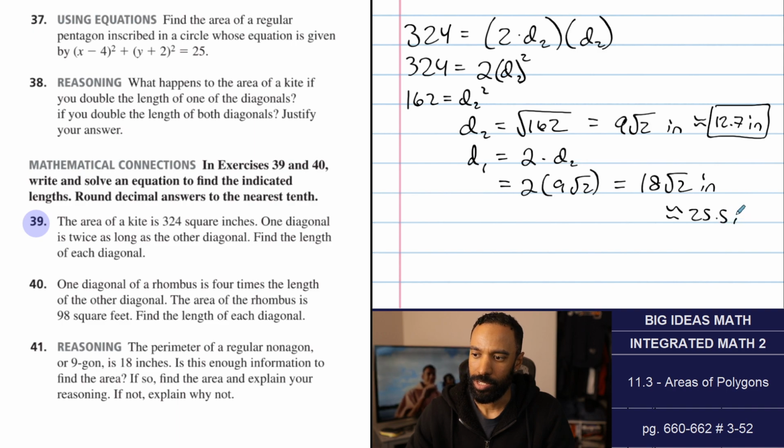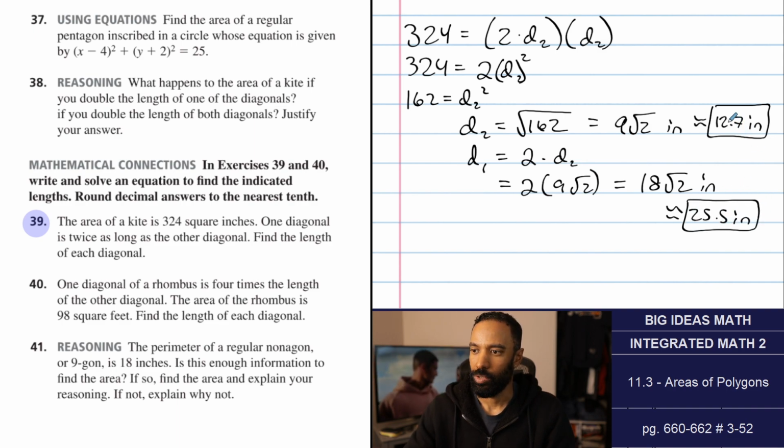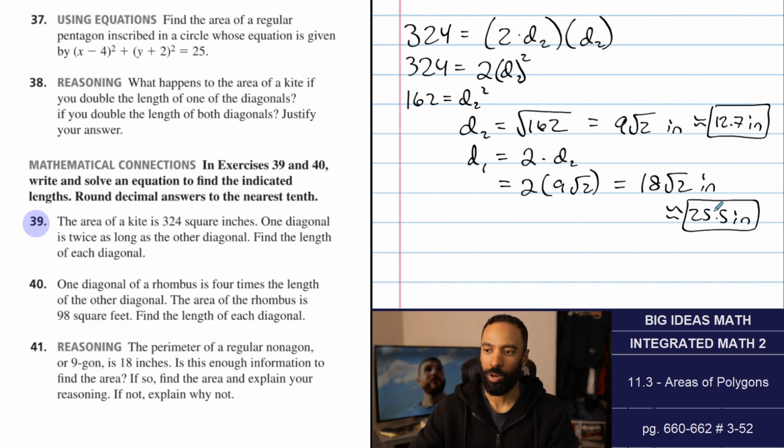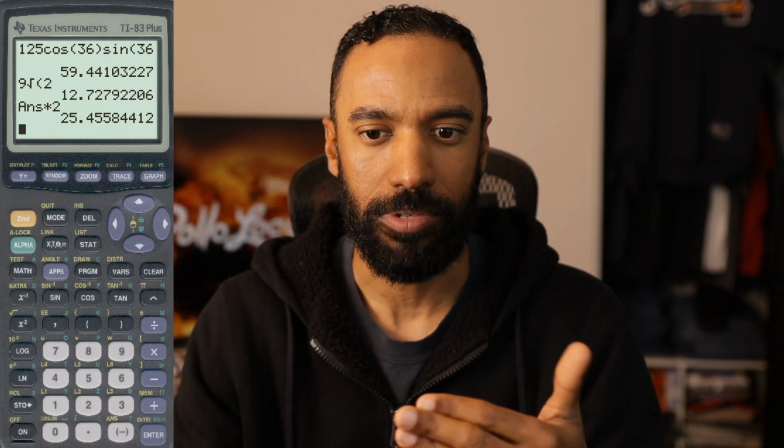Now notice, you're like, wait, isn't 12.7 doubled 25.4? Yes, but I'm using my exact values in my calculator here. And 25.45 rounds up to 25.5. So for me, personally, I'd prefer going off of that, if that makes sense, when it comes to working that stuff out. Now, oh, you know what I didn't do?